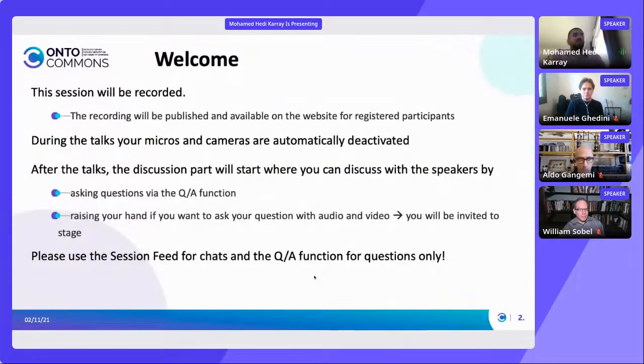Before starting, the session will be recorded. During the talks, your mic and camera are deactivated. After the talks, the discussion part will start, and then we have the possibility to discuss with speakers by asking questions via the QA function or in the chat. There is also a possibility to raise your hand and ask your questions with audio and video. In this case, you'll be invited to the stage. So please, if you have questions, don't wait to ask your questions.